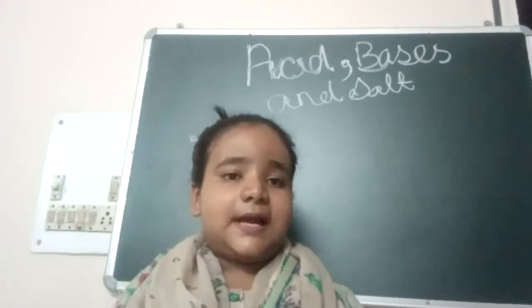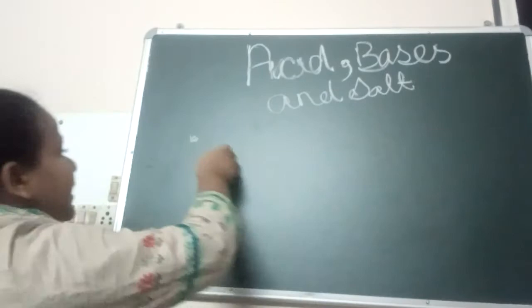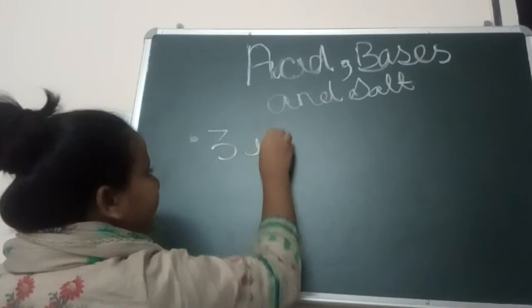In this chapter, we will be studying about acids, bases and salts. Acids, bases and salts are three important chemical compounds.